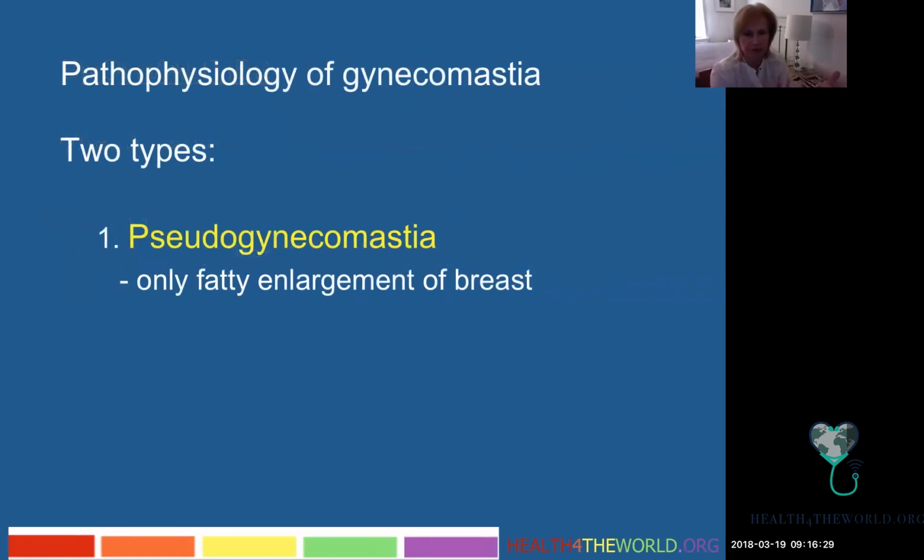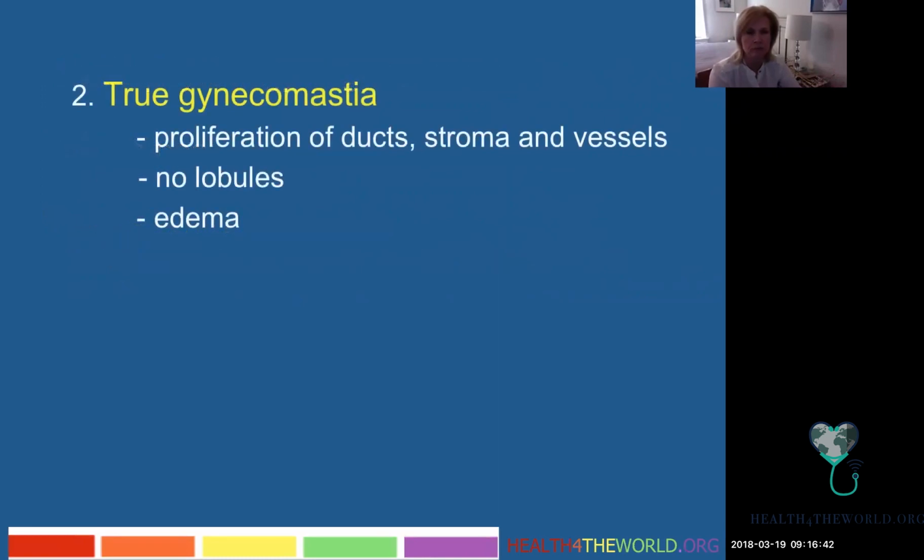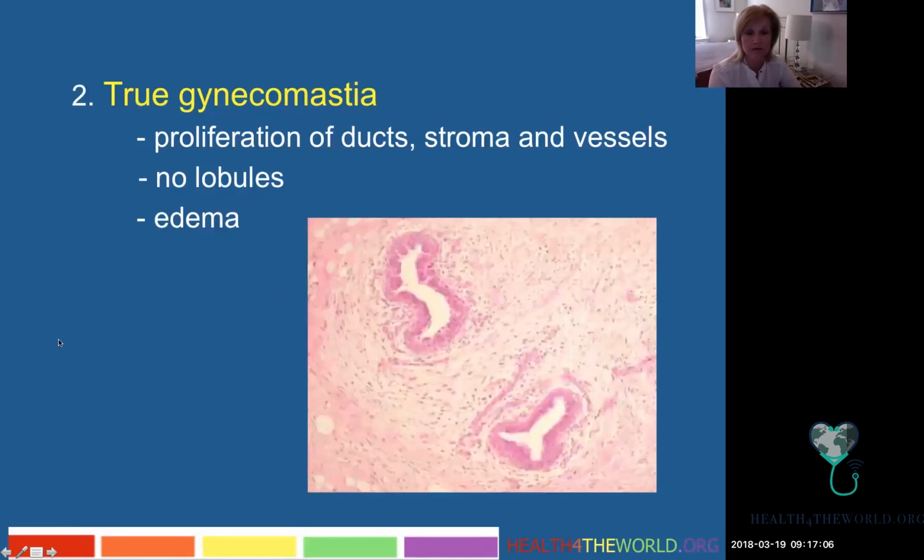If we talk about the pathophysiology of gynecomastia, we can break it into two types, depending on whether we are lumpers or splitters. We can talk about pseudogynecomastia, which means it's not true gynecomastia. And in pseudogynecomastia, we see only fatty enlargement of the breast, just excess fat tissue. True gynecomastia, on the other hand, we see also proliferation of the breast ducts, of the breast stroma, and the supporting tissues like the vessels. But again, we see no lobule formation. Women form breast lobules, but men don't, almost never.